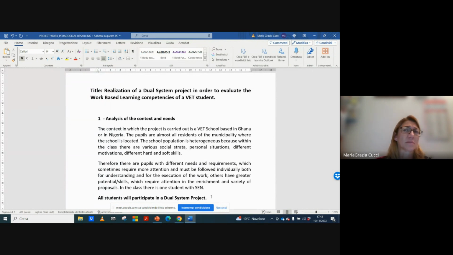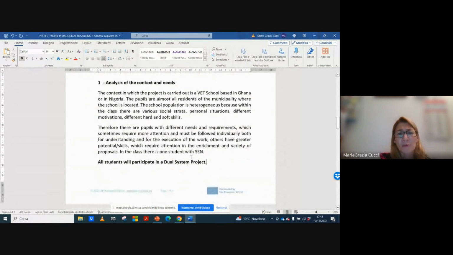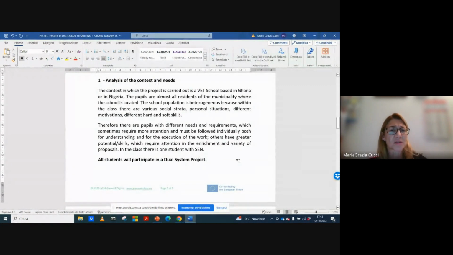It is a simulation. The school population is heterogeneous because within the class there are various social strata, personal situations, different motivations, different hard and soft skills, different talents, I would say also. Therefore, there are pupils with different needs and requirements, which sometimes require more attention and must be followed individually, both for understanding and for the execution of the work. Others have greater potential skills, which require attention in the enrichment and variety of the proposal.